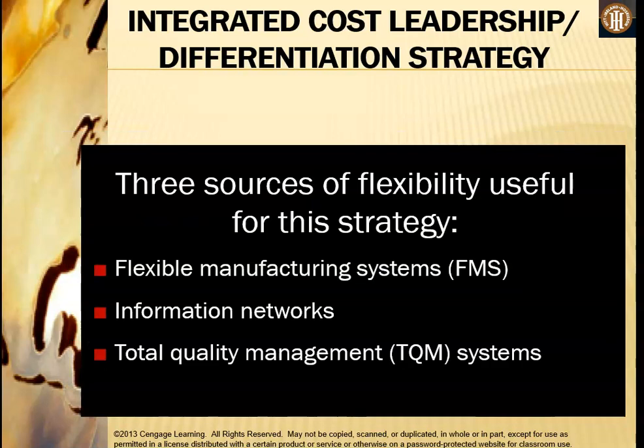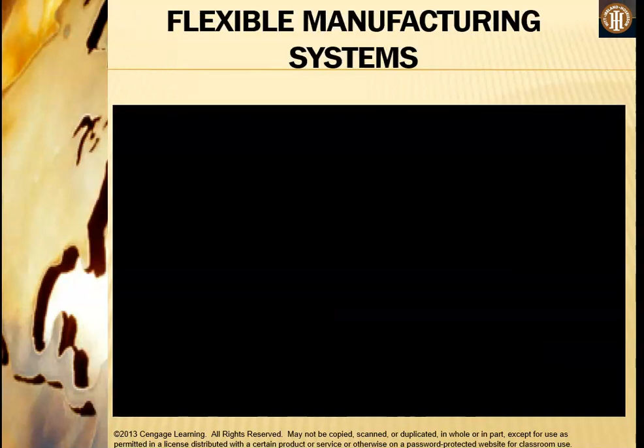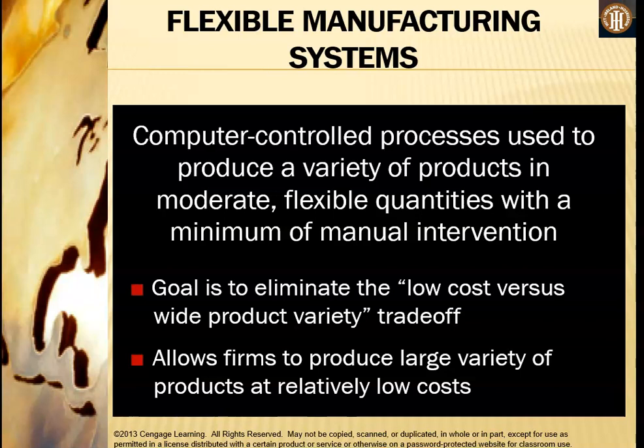The three sources of flexibility useful for this strategy are flexible manufacturing systems, information networks, and total quality management systems, and we look at those. Flexible manufacturing systems are computer-controlled processes used to produce a variety of products in moderate, flexible quantities with a minimum of manual intervention. So it's highly automated. The goal is to eliminate the low cost versus wide product variety trade-off. It allows the firm to produce a large variety of products at relatively low cost.